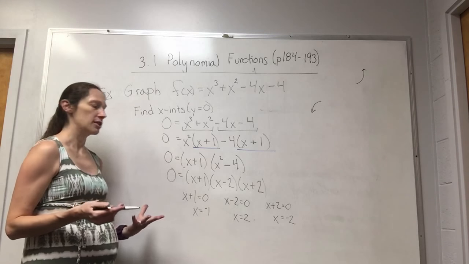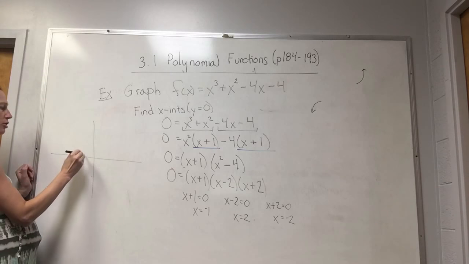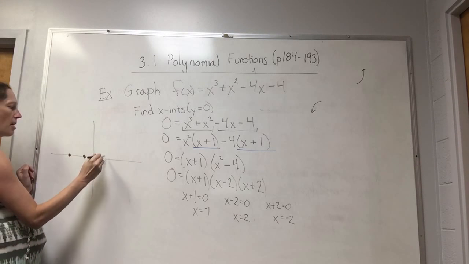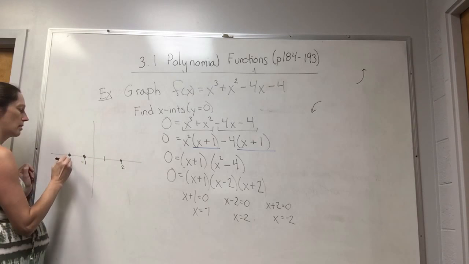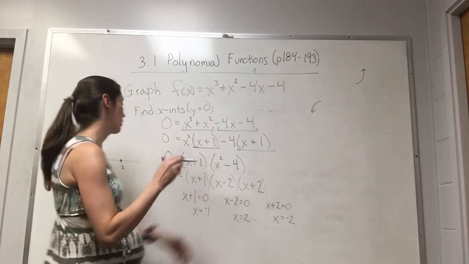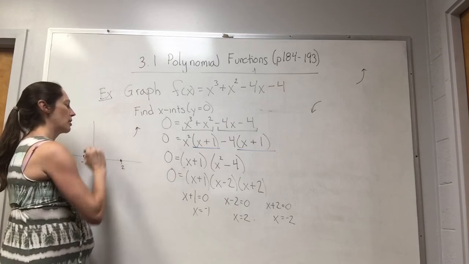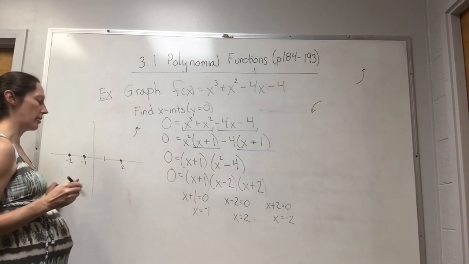I'm ready to start building this graph. Okay. X-intercepts at -2, -1, and +2. Let me label. All right. And I still know that I have this same end behavior. So the graph ends up here and sort of begins down here.